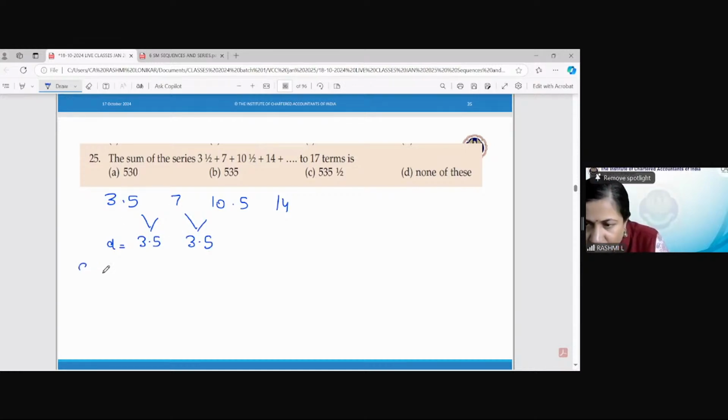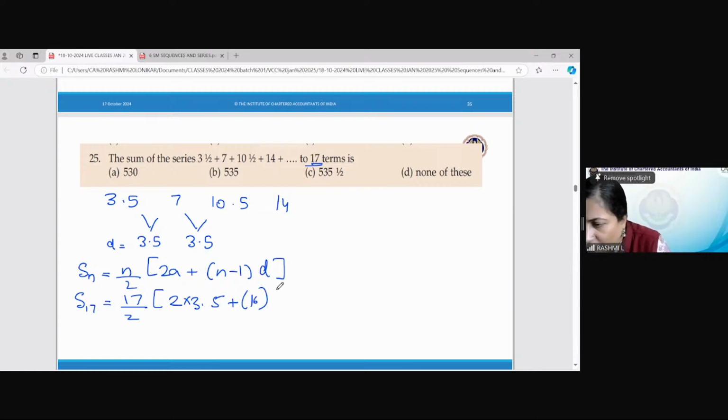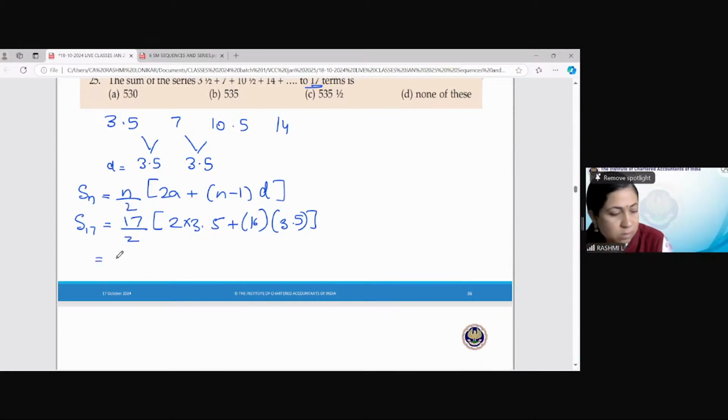So what is the sum of the series? Sn is equal to n by 2 twice a plus n minus 1 into d. They are asking you up to 17 terms. So S17 is equal to 17 upon 2 into bracket 2 into 3.5 plus 17 minus 1, कितना हो गया, 16. D कितना है, 3.5. So this is equal to how much? 18 into 3.5, 63 into 17, 1071 upon 2. 1071 upon 2, which is divided by 2, 535.5. Okay, so C will be the answer.